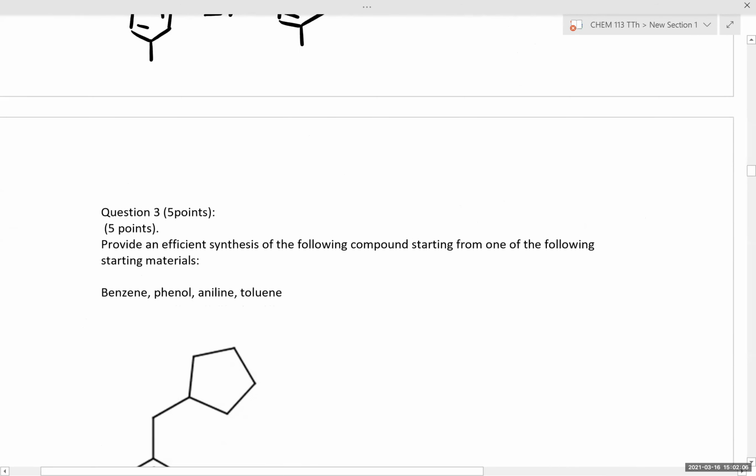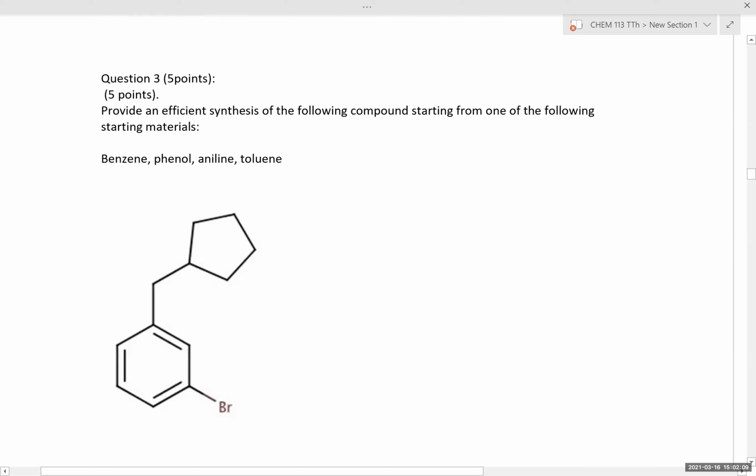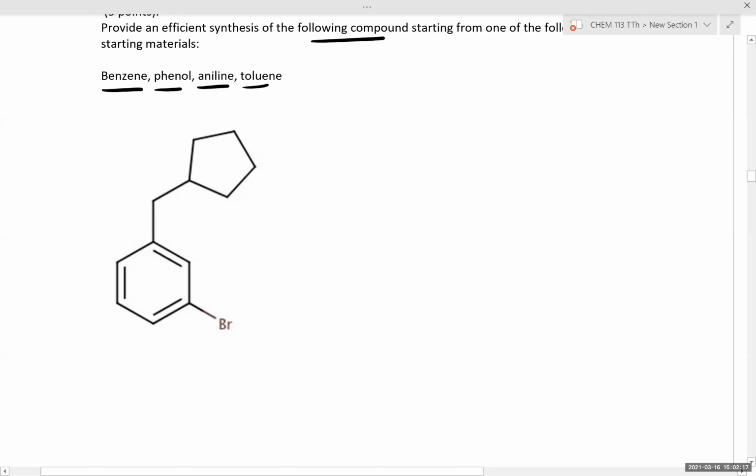Okay, let's keep going. In this case, we're asked to provide an efficient synthesis of the following compound from benzene, phenol, aniline, or toluene. One of these starting materials is easier to start with than the others. So first thing to note, we have an alkyl group, which is an ortho-para director. We have a bromine that's an ortho-para director, and we have a 1,3 relationship.